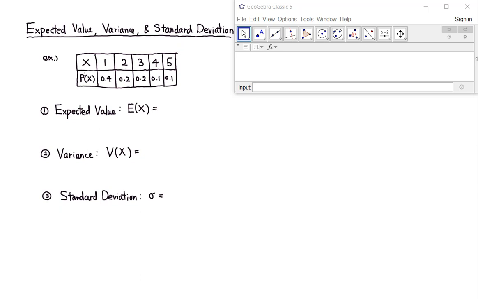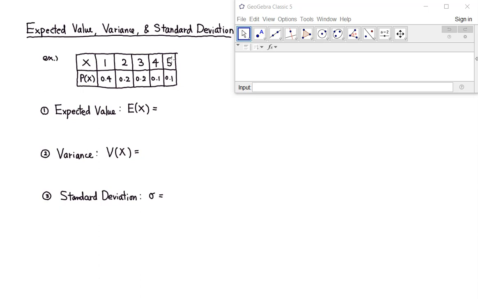And we listed each probability. So the probability of getting a 1, x equals 1, is 0.4, the probability of 2 is 0.2, and so on. So the data is given. Then we want to find the expected value of this random variable. Expected value is essentially the weighted average.